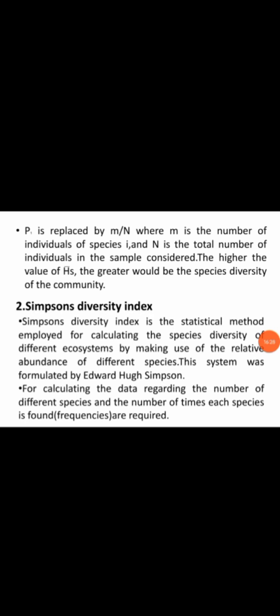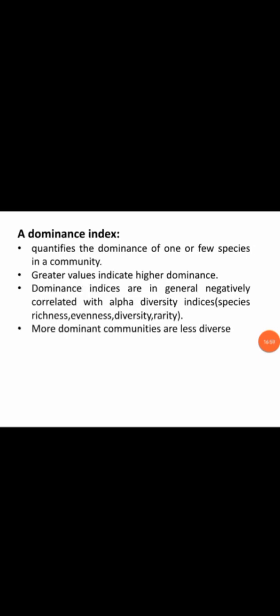That is, data regarding the number of different species and the number of times each species is found are required for calculating the Simpson Diversity Index. The Simpson Index is best suited for relatively small size samples, and the diversity index of a perfectly homogeneous population would be 0, while that of a perfectly heterogeneous population would be 1.